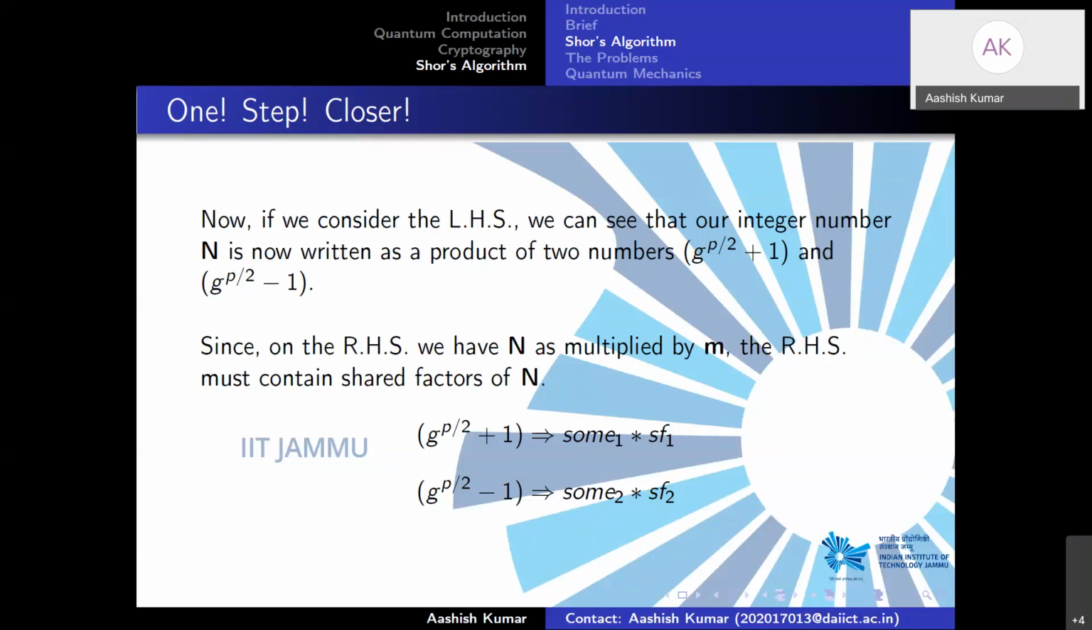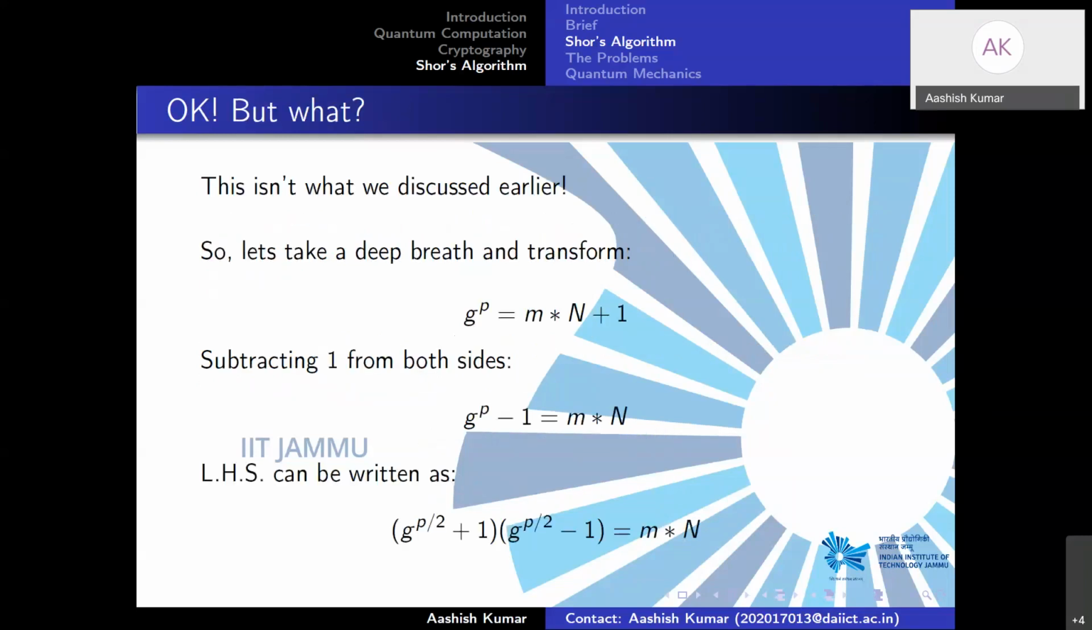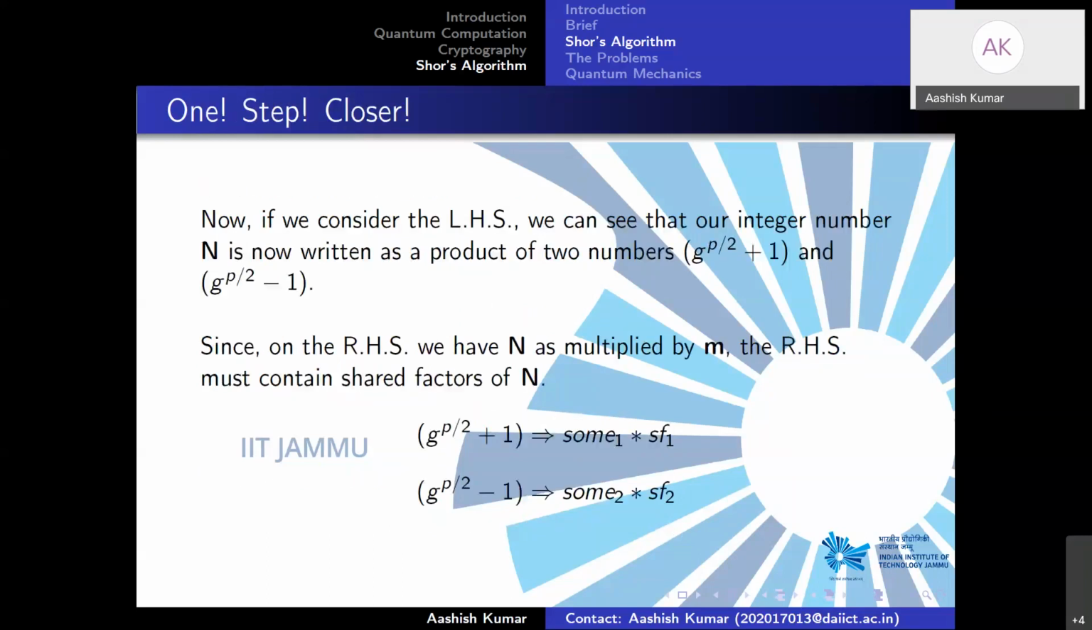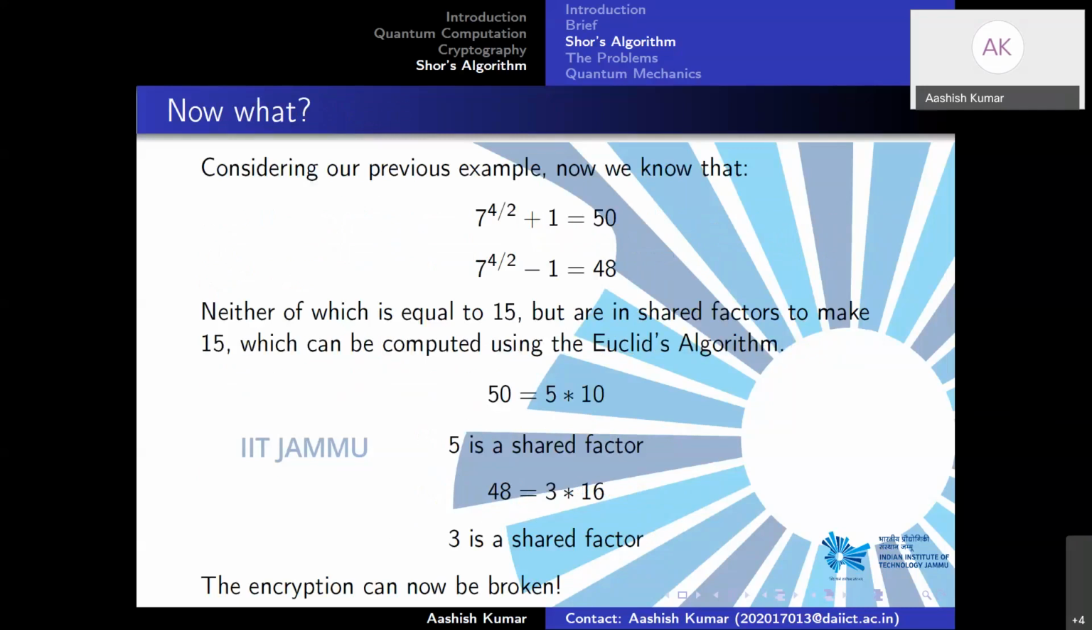So since on the right hand side we have multiplied n by m, the right hand side must contain shared factors of n, right? So you can see here in the last equation, m is being multiplied by n, right? So this might give us an idea that the two terms on the left hand side could be a supposed factor multiplied by another integer. So what do we do now?